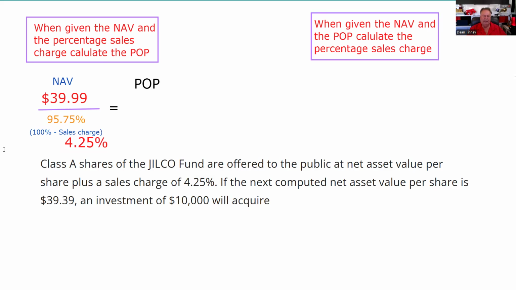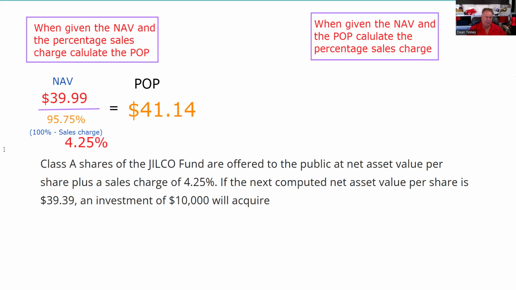So we're going to take 39.99, divide by 95.75. And now we're in business. We've got the public offering price. So that's scenario number one on your test. When given the NAV, 39.99, the percentage sales charge, 4.25, calculate the public offering price.